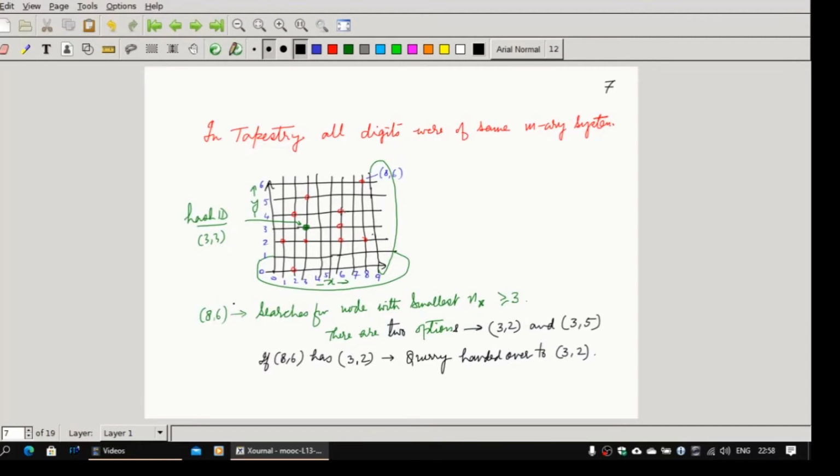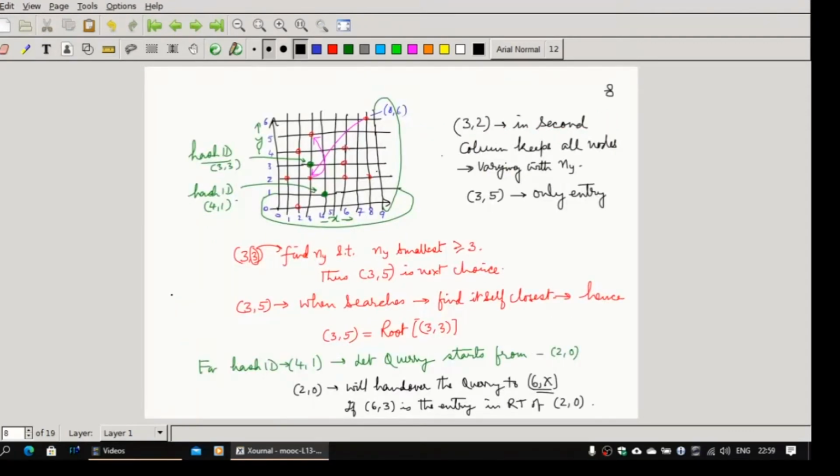So the rule now is: from 86 it will search for a node with the smallest nx such that it is greater than or equal to 3, because I am searching for 3, and it has to be done in a cyclic fashion, the way it is done in Chord. So there are two options. Anything which is greater than 3. Essentially we have to figure out whether the equal-to condition is going to match, so either 3,2 or 3,5, but both of them will not be there with 8,6. So if 8,6 has 3,2, the query should be handed over to 3,2.